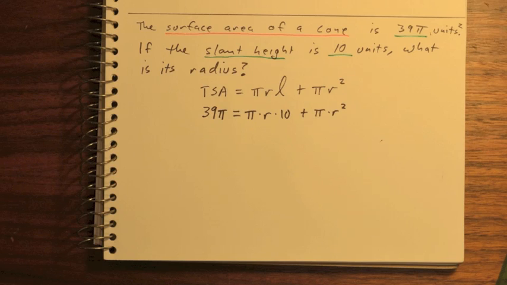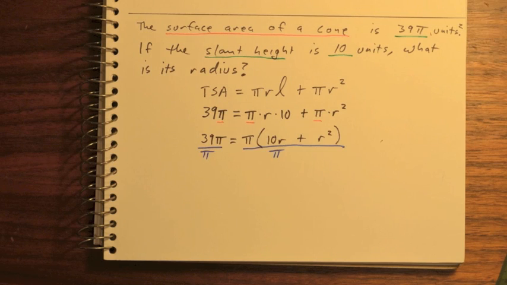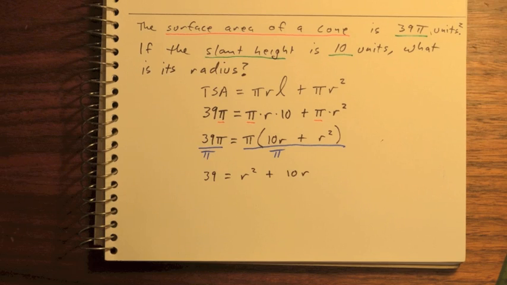So we can substitute in the values we know, and we'll solve for the unknown. So 39 pi equals pi times r times 10 plus pi times r squared. Now notice that each term has a pi in it. And so if I factor out a pi from the right side of the equation, I can divide both sides of the equation by pi, which simplifies to 39 equals r squared plus 10r.